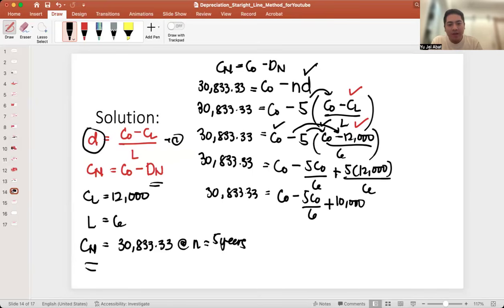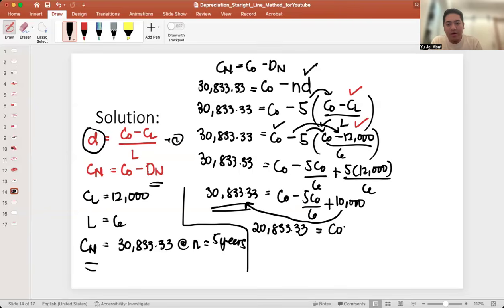So we have to transpose 10,000 to the other side. I did not write the minus. So if we transpose it here, 30,833.33 minus 10,000 would be 20,833.33.